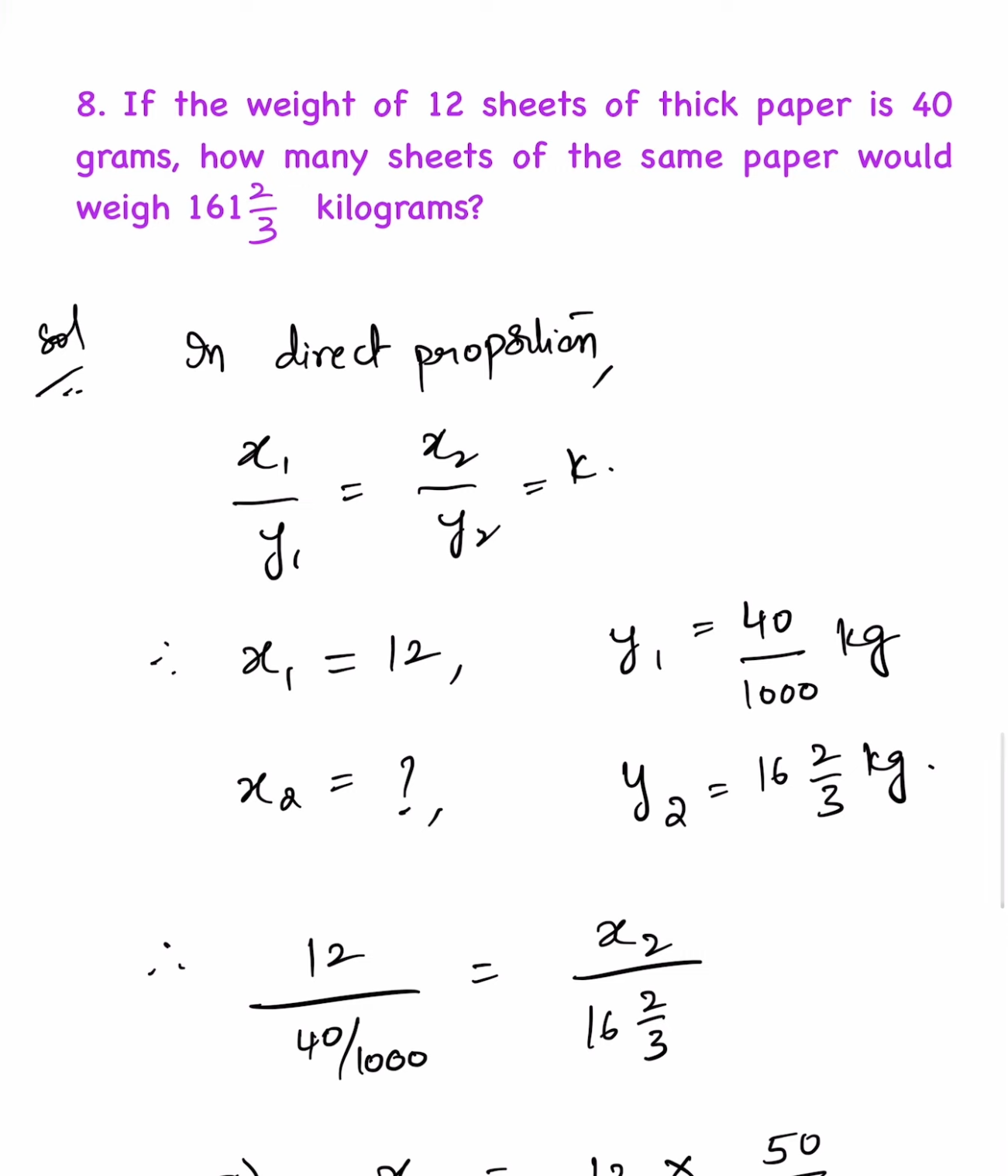If the weight of 12 sheets of thick paper is 40 grams, how many sheets of the same paper would weigh 16 2 by 3 kilograms? So, in direct proportion, x1 by y1 equal to x2 by y2. x1 is 12 sheets, y1 is 40 grams. That is equal to 40 by 1000 kilograms, because 1 kg equal to 1000 grams. So, let us convert this into kilograms because y2 is given in kg.